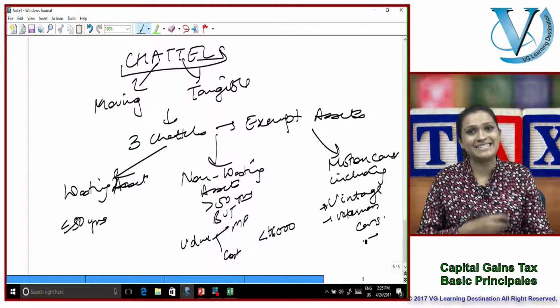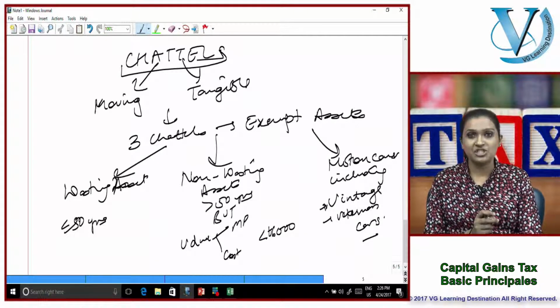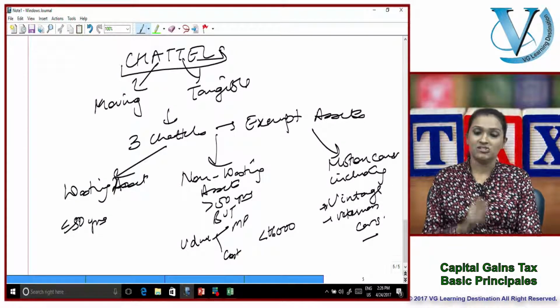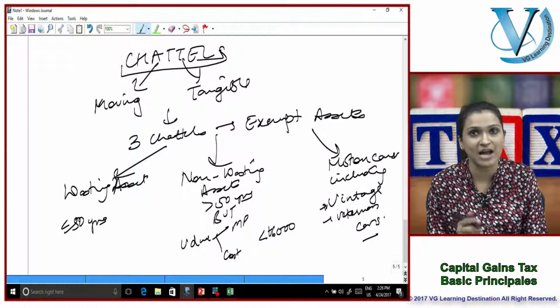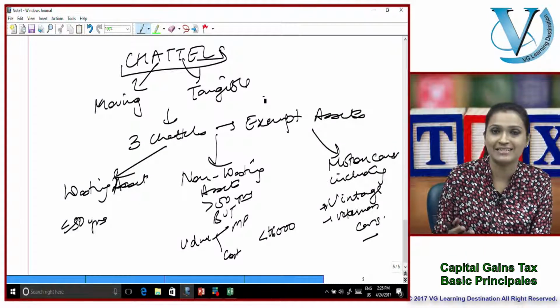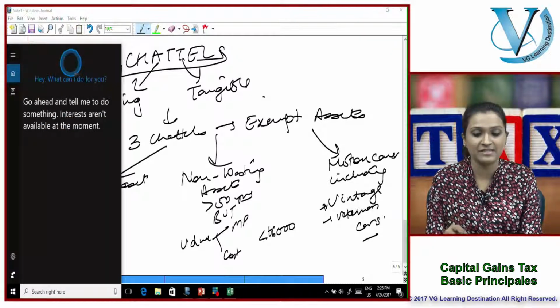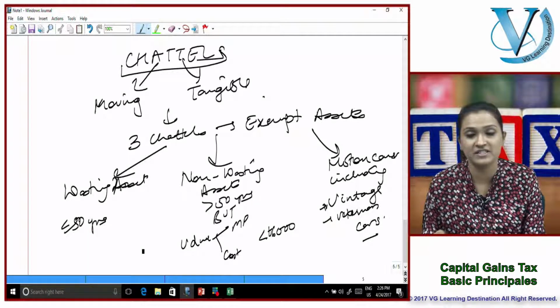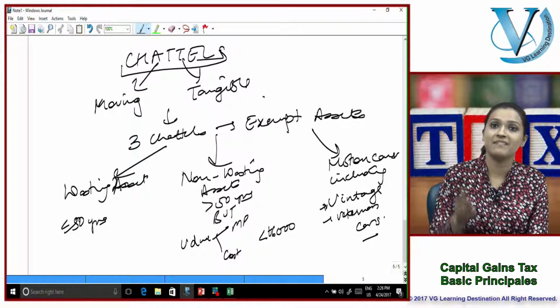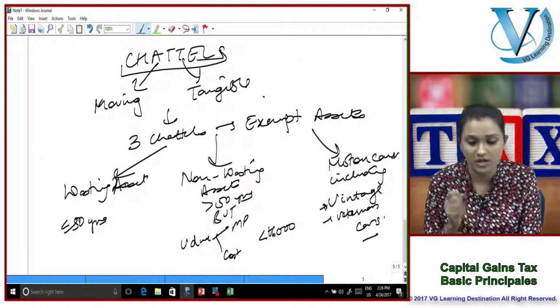So all these sorts of motor cars do not attract any CGT liability. They are exempt chattels. So very simply, what's a chattel? If it's a movable and tangible property, three types of chattels are exempt from CGT liability. If it's a wasting asset, that is, life is less than 50 years. If it's a non-wasting asset, but value is less than £6,000. And if it's a motor car.